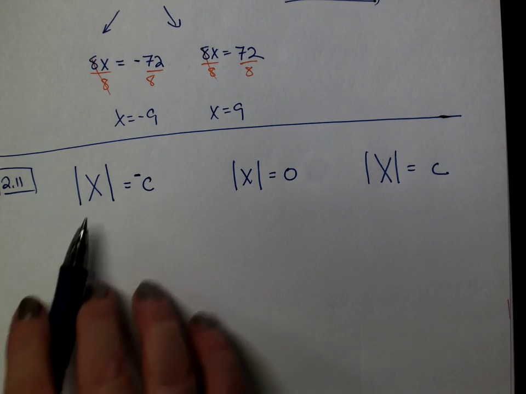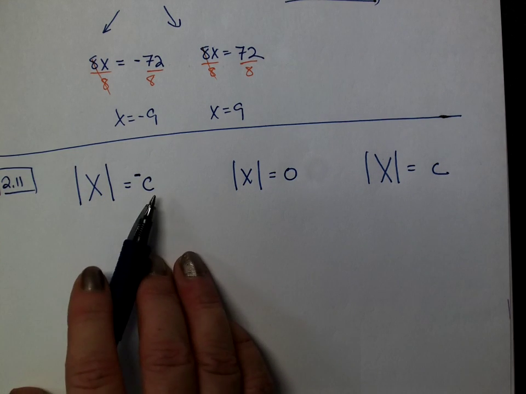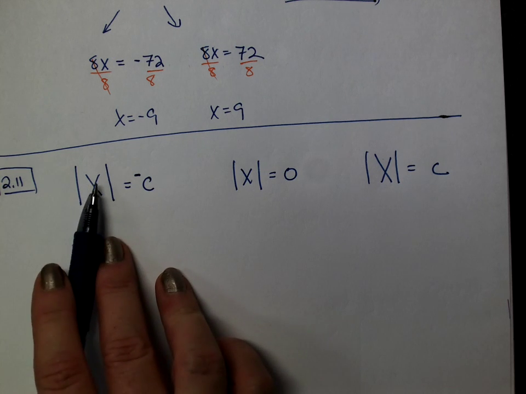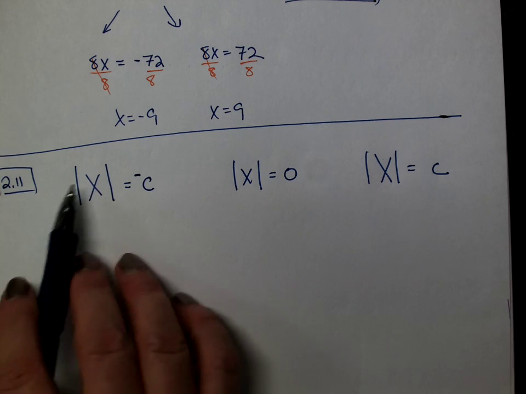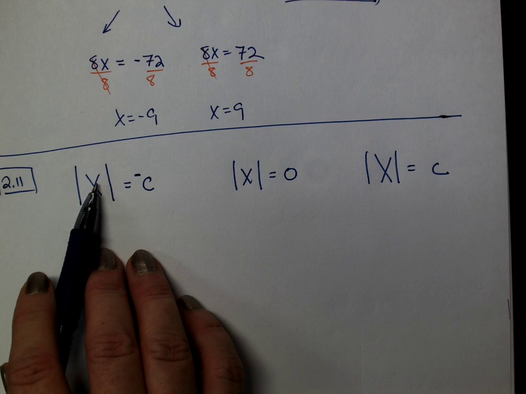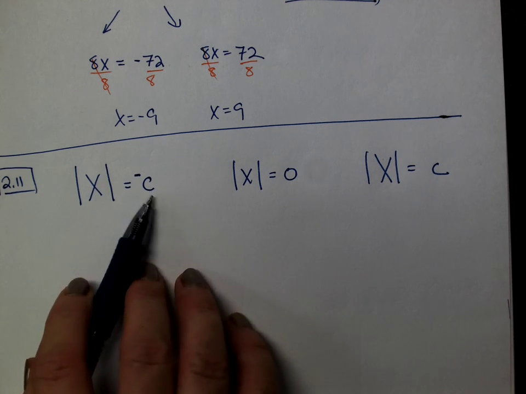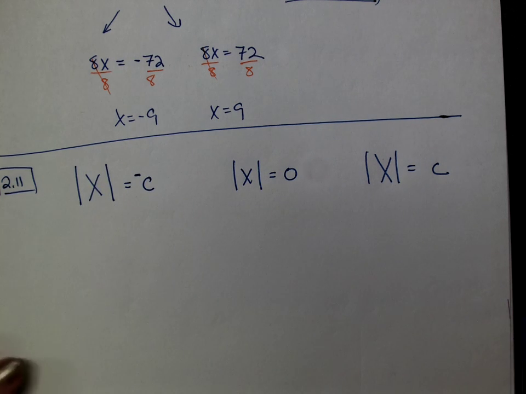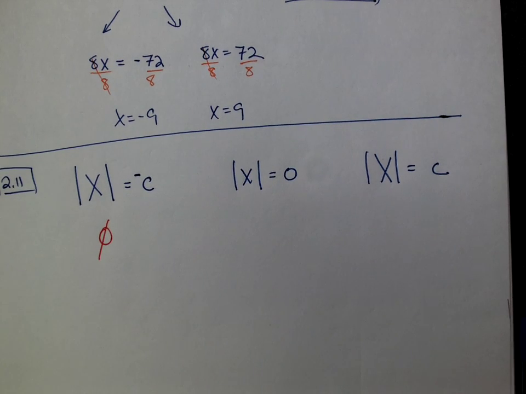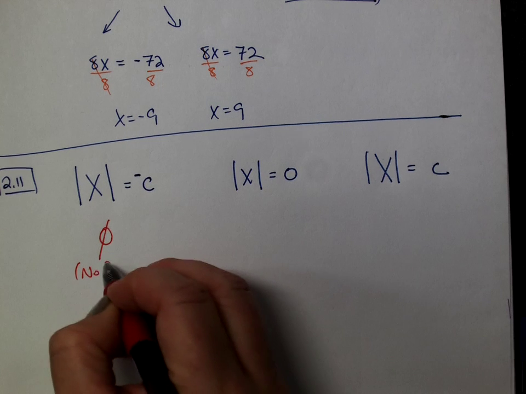Now, if your absolute value is equal to a negative constant, what do you have? No solution. It's impossible. No matter what happens inside these absolute value bars, it's going to spit out a positive, because the absolute value of anything is positive, because distance is positive. That's all absolute value is, distance. So this is impossible. In this case, don't do any other work, just write no solution. Done.